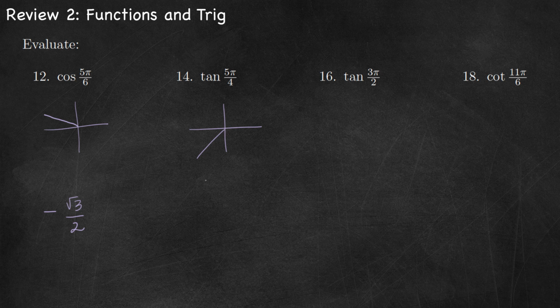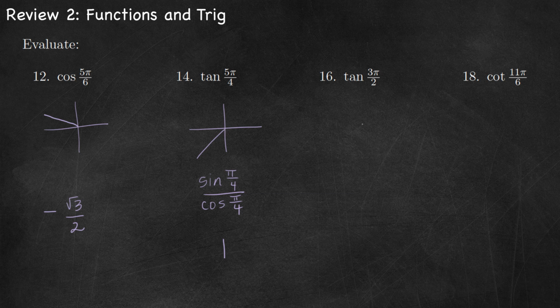Tangent of 5 pi over 4 is sine of 5 pi over 4 over cosine of 5 pi over 4. But in terms of the reference angle, I can just find sine of pi over 4 over cosine of pi over 4. And that's going to be 1 over root 2 divided by 1 over root 2. Or you might just remember that the tangent of pi over 4 is equal to 1.